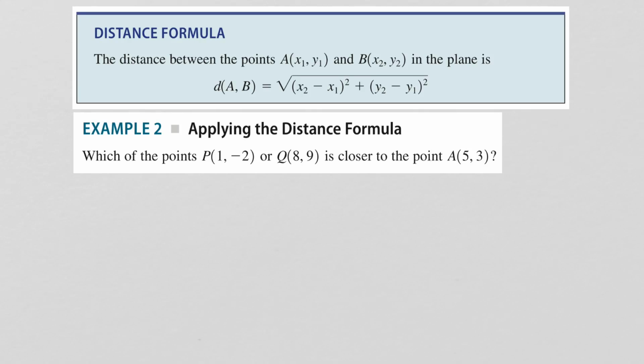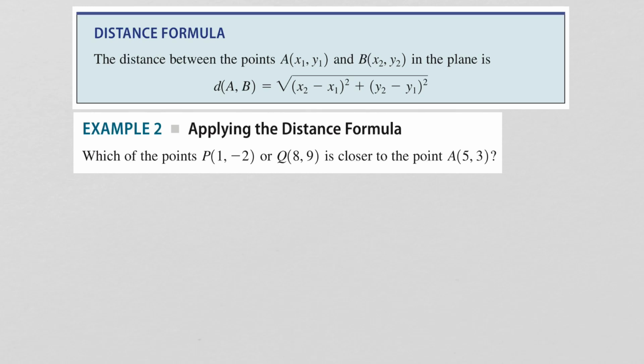Next, let's talk about the distance formula. The distance between 2 points A and B is given by the following formula. This is assuming that A has x and y coordinates x1 and y1, and B has x and y coordinates x2 and y2. Now, the distance is this formula. I won't derive it here, but it basically just comes from the Pythagorean theorem. So let's do an example.